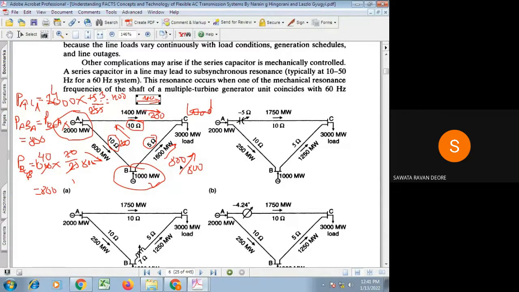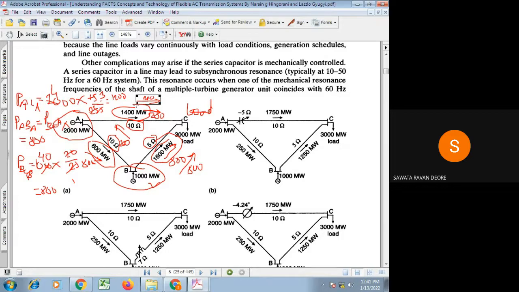So now we will do the total. This 800 plus 800, 1600 megawatt power is flowing through this line. This 800 in this direction and this 200 in the opposite direction, so the resultant is 600 in the larger value direction. So 600 megawatt is flowing in this direction through this line. Here 1200 in this direction and the same direction 200, so 1400 megawatt power is flowing through this line. Like that, the power flows through the transmission line can be estimated.